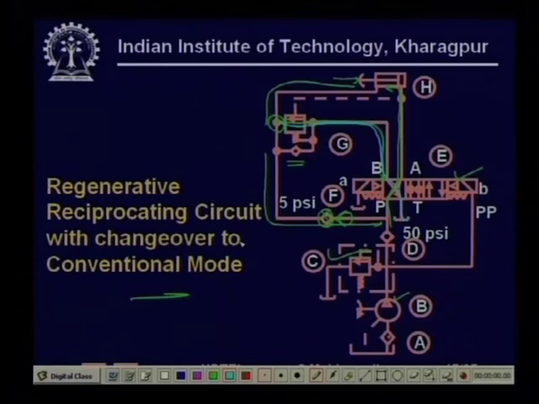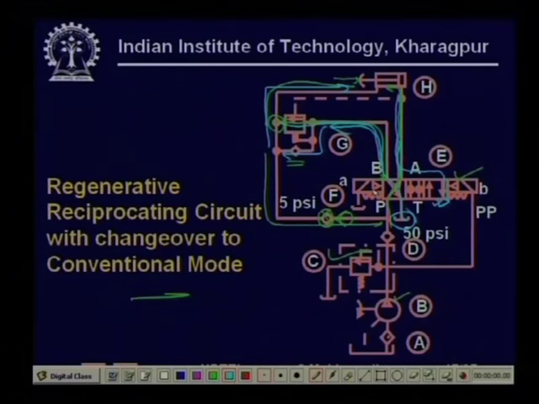What will happen in the other position? In the other position, it's very simple. In the other position, it will be here. So then, what will happen is that this will be the flow. So it will directly flow through this check valve straight, and it will come back directly. It will actually come back here, and it will get connected to tank. So that's a very conventional mode. So in this case, there's no pressure requirement, and it will come back.